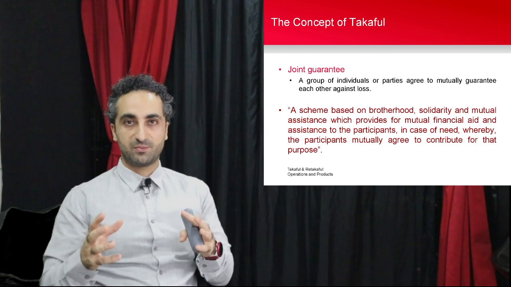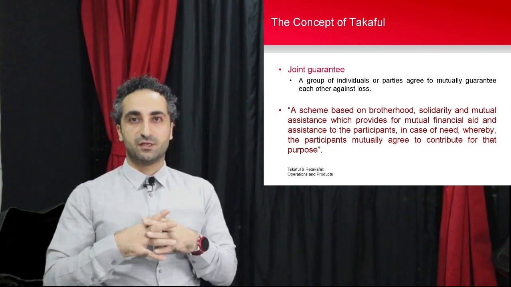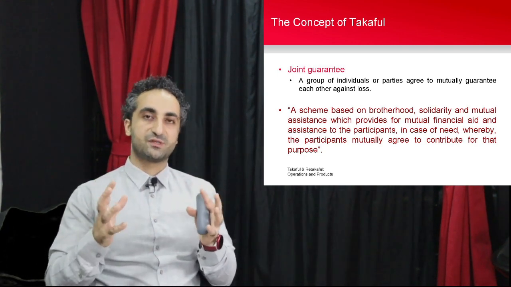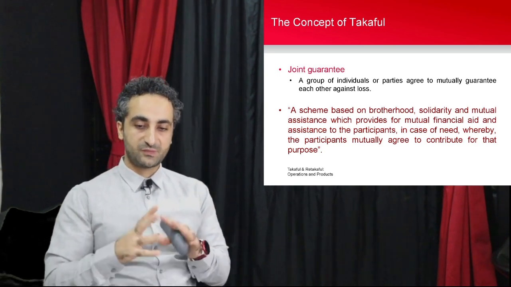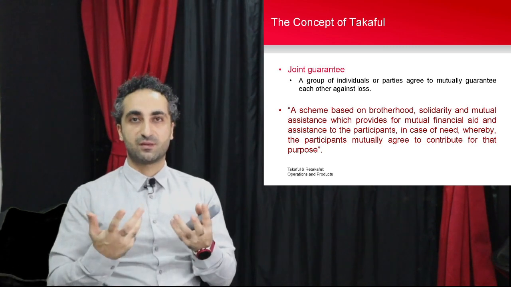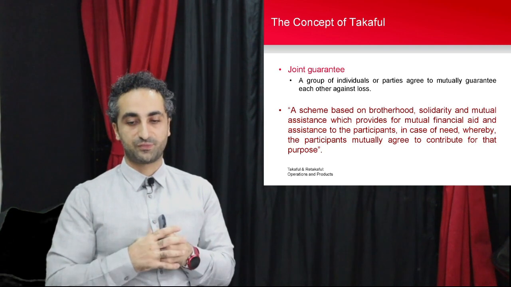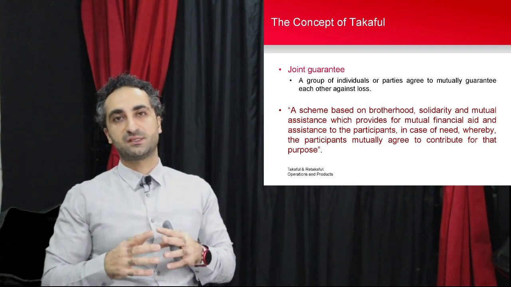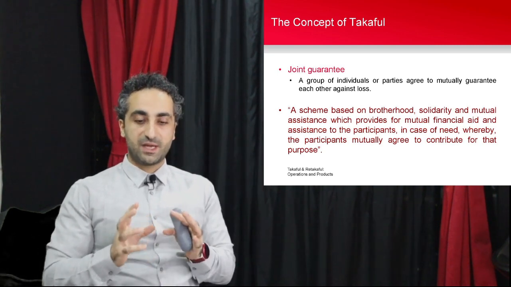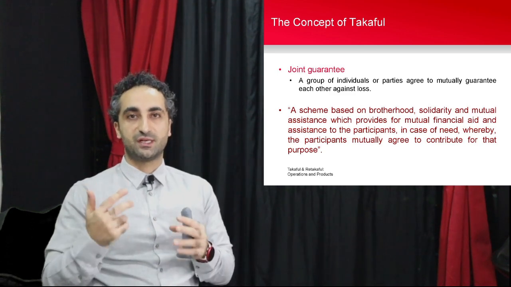So you have 10 people, they're facing the same risk, they're traveling at night, thieves are on the way, so they have the same risk. Remember what we discussed in the risk class. So the 10 of them realize the importance of protecting one another, including yourself, to mutually guarantee each other against a specific loss. So it's a scheme based on brotherhood, solidarity, and mutual assistance.